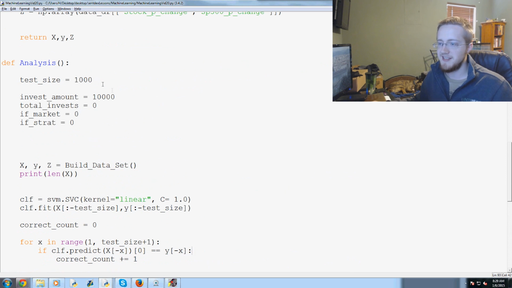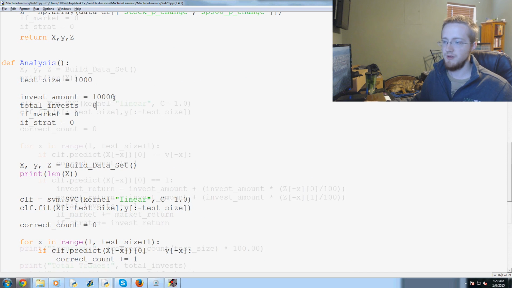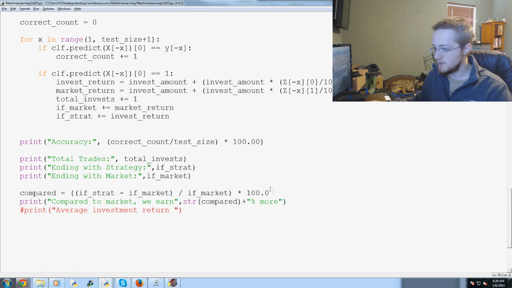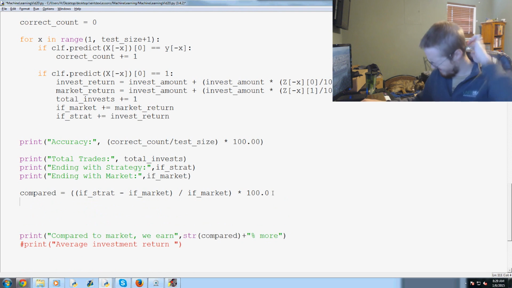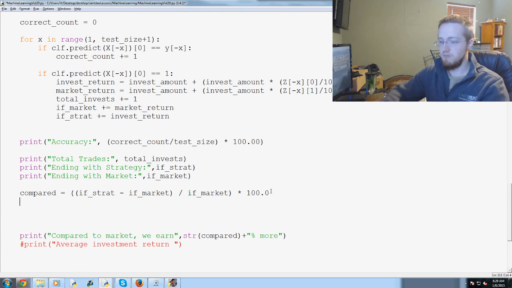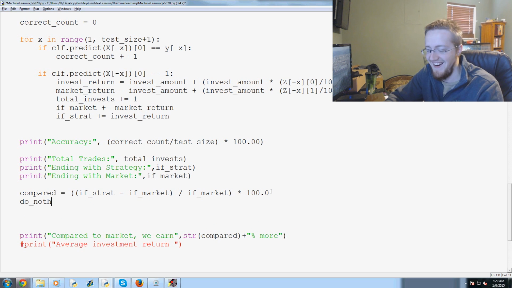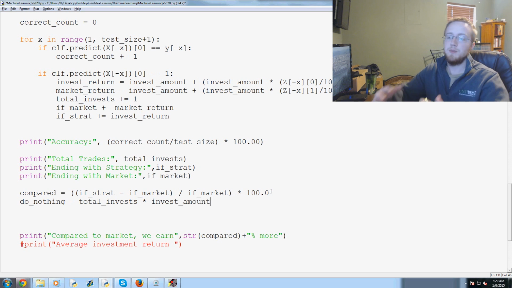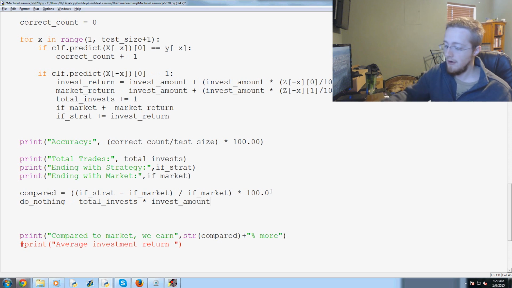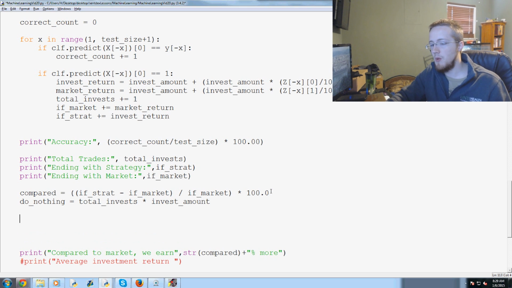Now let's go ahead. I want to add this now. So we've got total invests equals 0. So what we'll end up doing is we'll say, I guess, do nothing. Do nothing equals total invests times invest amount. So that would be the total amount of money we'd have had we done absolutely nothing at all.